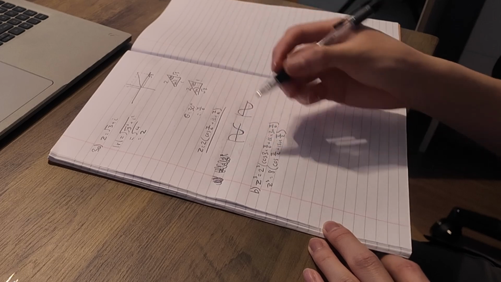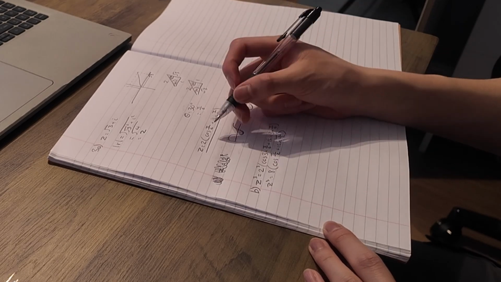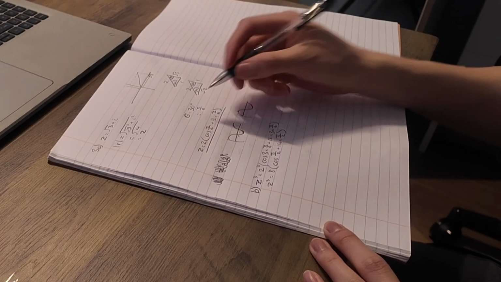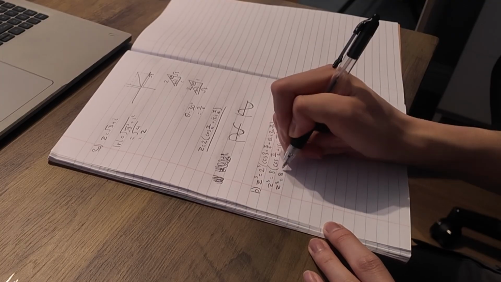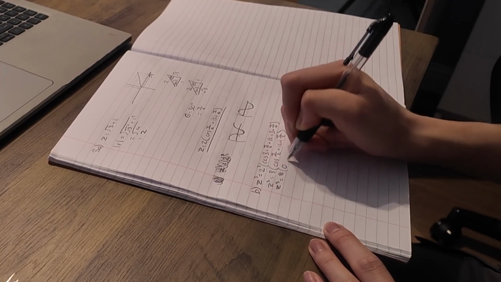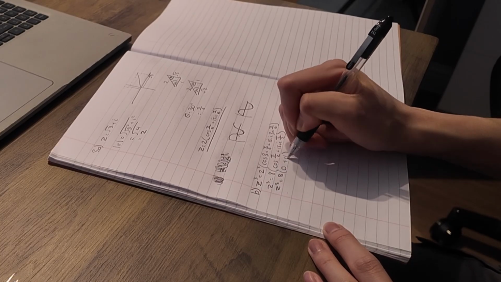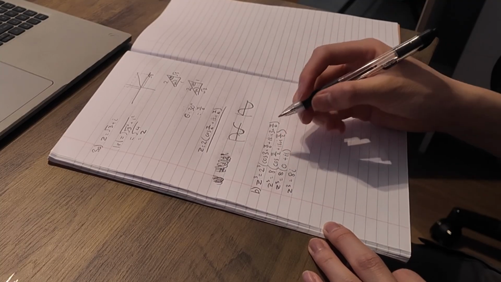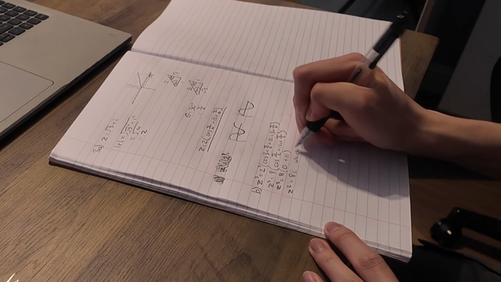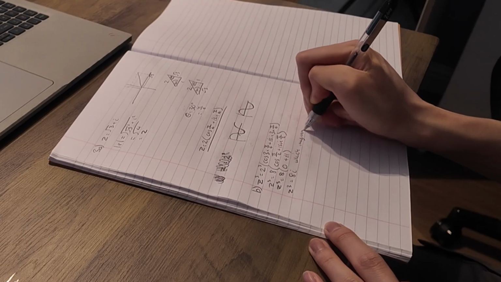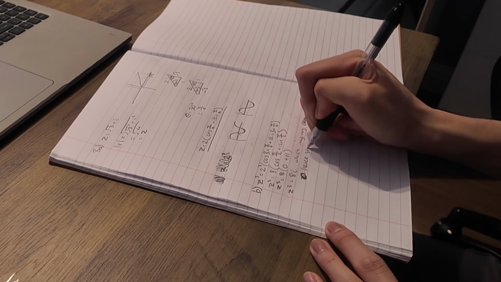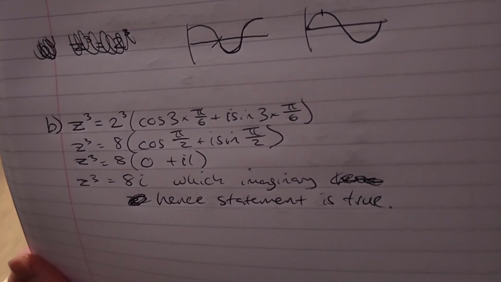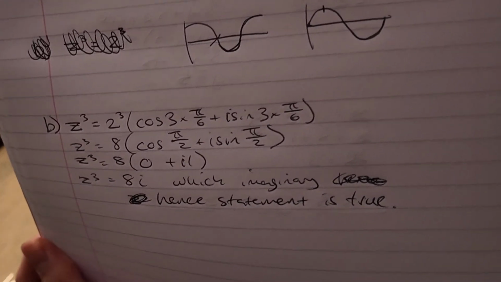And if I draw out cos and sine, I can say that cos pi over 2 is 0 and sine pi over 2 is 1. So if I write this again, 8 bracket 0 plus 1 times i, which is just the same as i, z cubed is equal to 8i, which is imaginary, hence the statement is true. And this should be the answer for 3b.